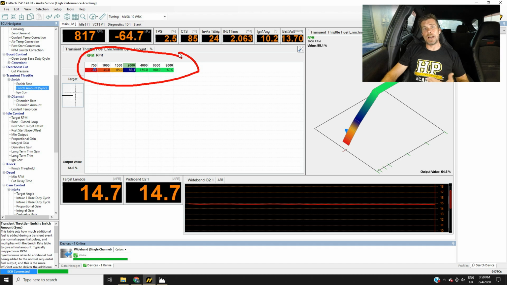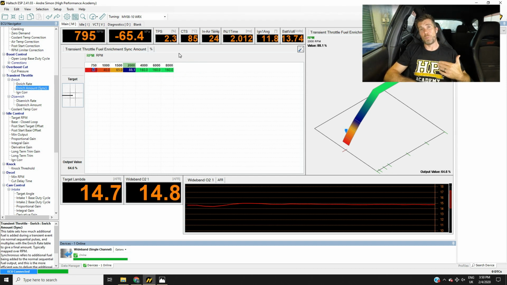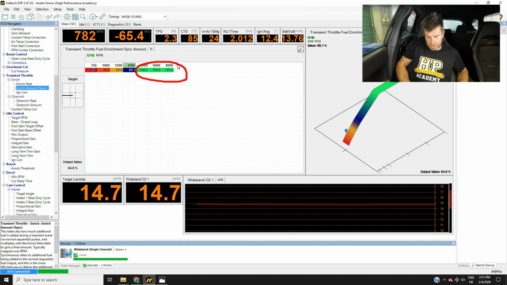Now, generally what we find is that with acceleration enrichment in any ECU, standard, factory or aftermarket, the amount of additional enrichment required is maximum at low RPM, and as the RPM increases we generally find that we need less and less transient or acceleration enrichment, to the point where generally once we're past about 4,500-5,000 RPM we need little to no acceleration enrichment just due to that fuel film. So this seems to be a little bit counterintuitive, because we can see here our numbers are actually maximum at high RPM.